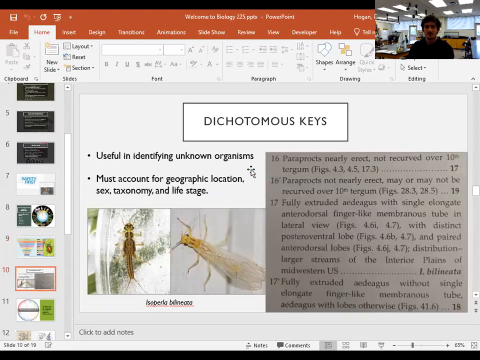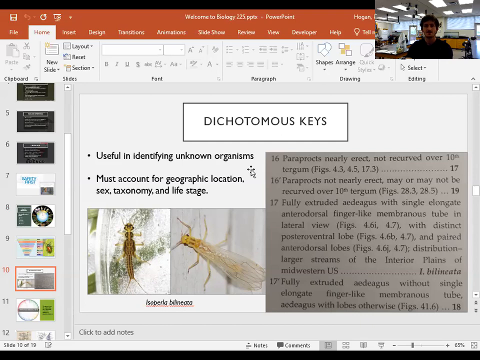So the next thing I talked about was using and making dichotomous keys. A dichotomous key is a tool that we use to identify something that's unknown. You can use dichotomous keys to identify what's wrong with your car if you break down. They actually make those sorts of keys. But the keys that we'll focus on in this class are biological in nature. And so we're always trying to identify an unknown organism.